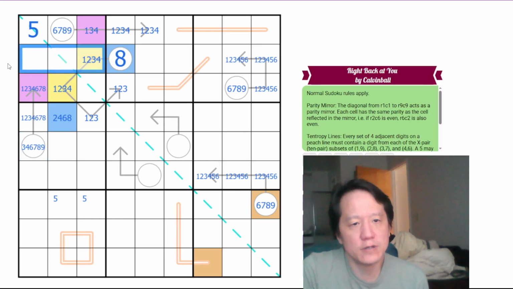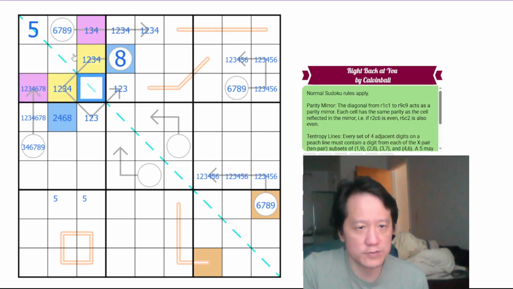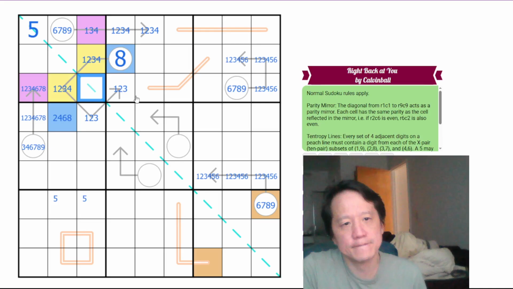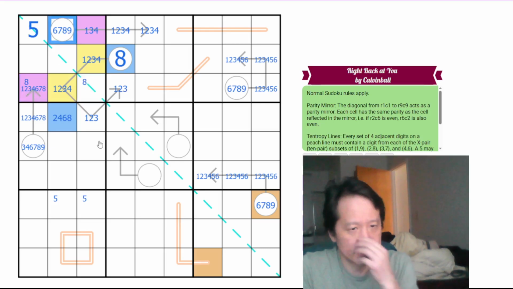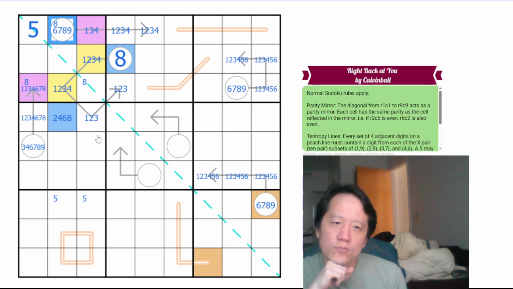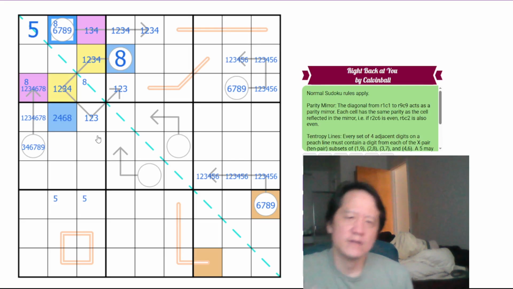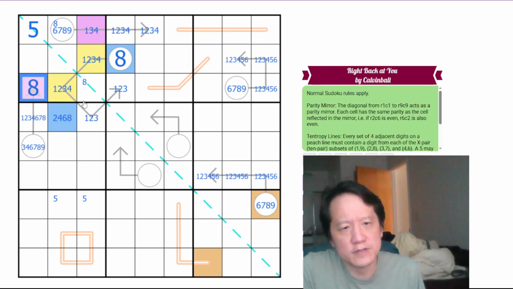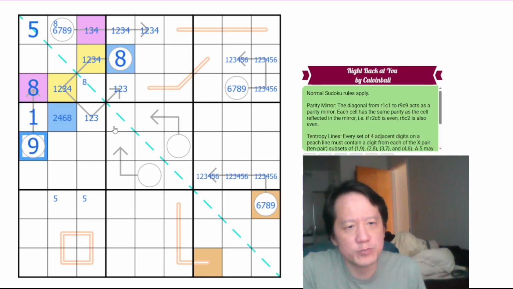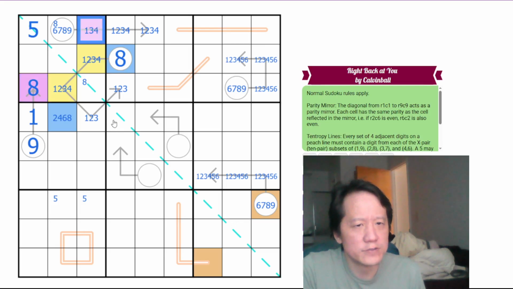8 cannot be here or here, so 8's one of these 3. Okay, that's interesting. So if this were 8, this would have to be 1, this would be 9. This 8 means this is even. So this would be 4, which makes this a 2, 1, 3 pair.